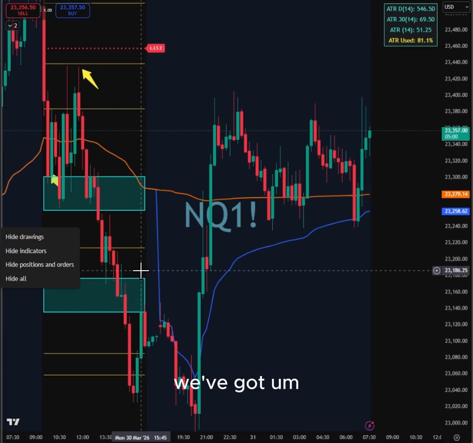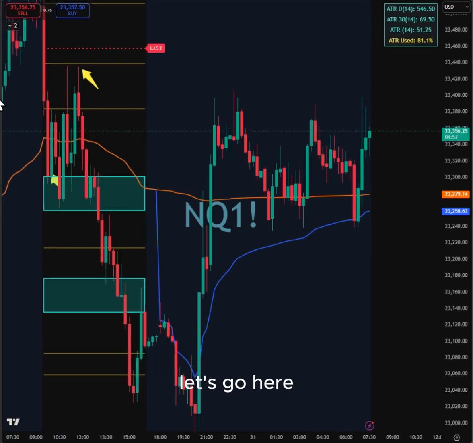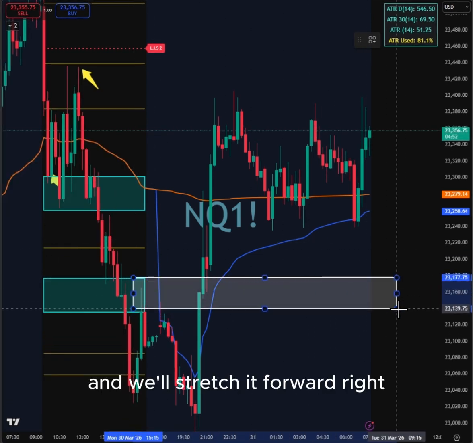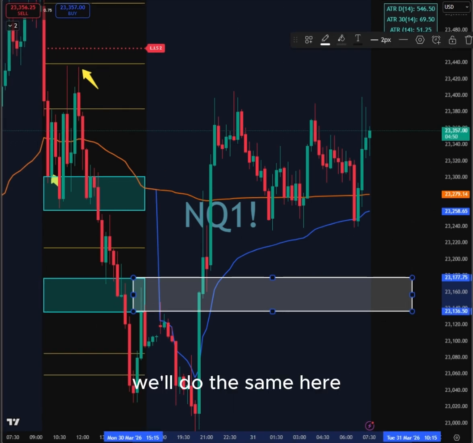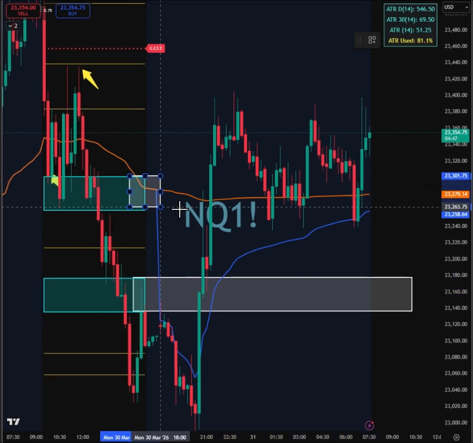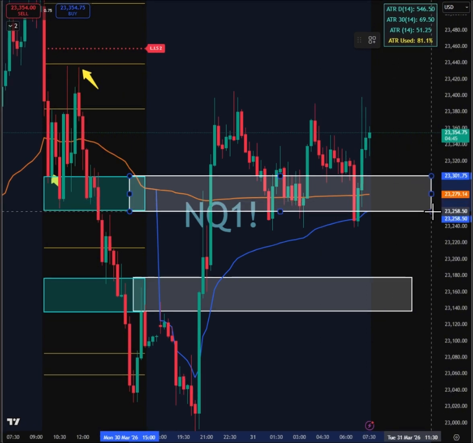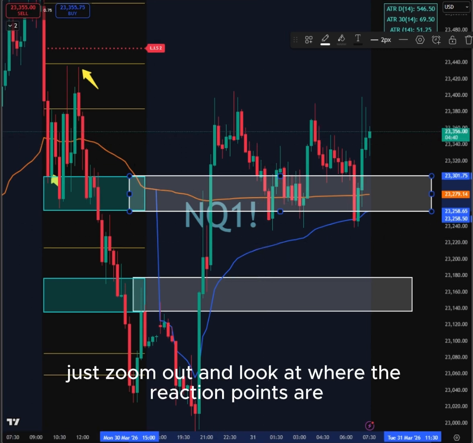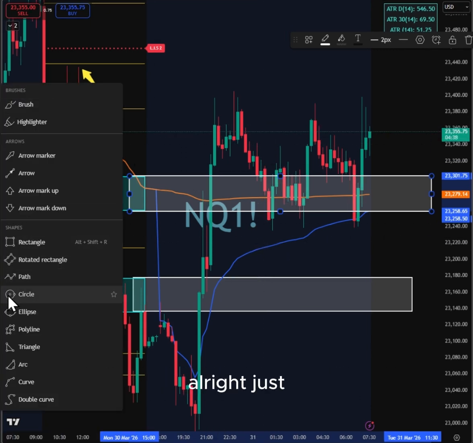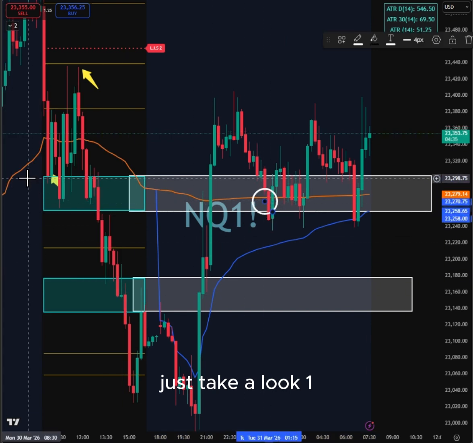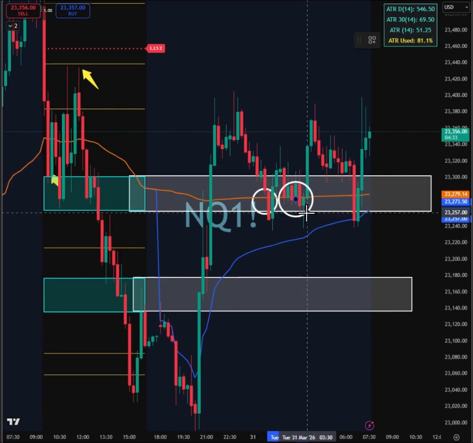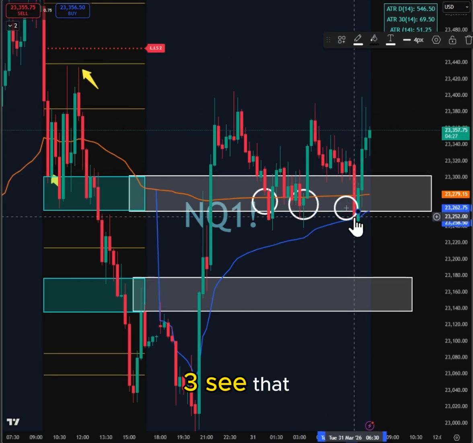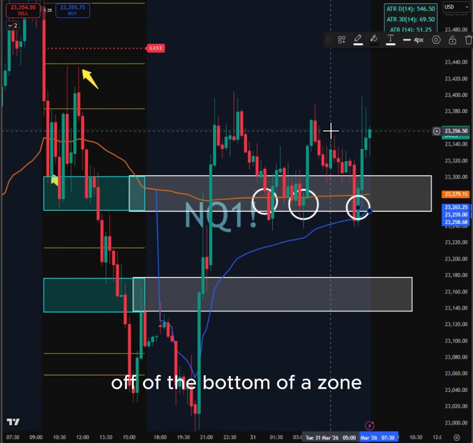We've got, let's go here. And let's go here. And we'll stretch it forward, right? We'll do the same here. Stretch it forward. Right? Again, just zoom out and look at where the reaction points are. All right? Just take a look. 1, 2, 3. See that? Off of the bottom of a zone.